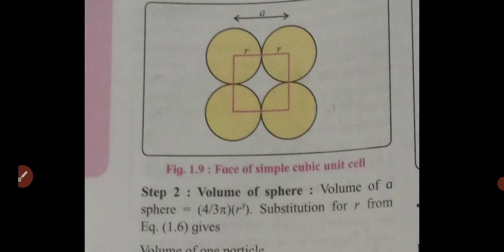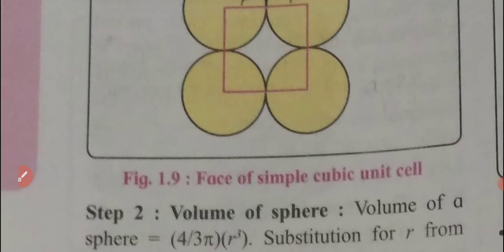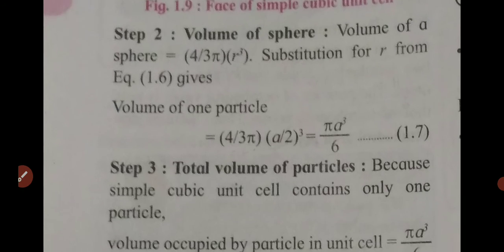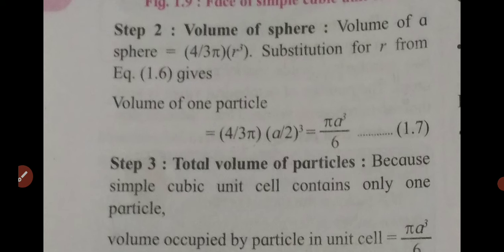Right? So in the second step now, I will calculate the volume of sphere. The volume of sphere will be equal to 4 by 3 pi r cube. This is the formula for volume of sphere. Sphere is here nothing but the particle. 4 by 3 pi r cube. The volume of one particle will be 4 by 3 pi. R च्या place वरती I'll substitute a by 2 whole cube. I get pi a cube upon 6.